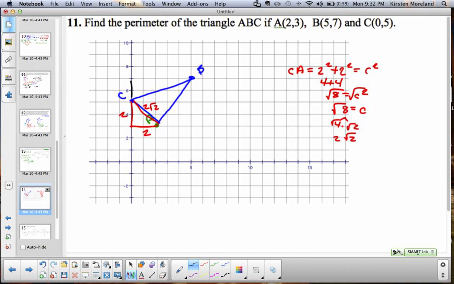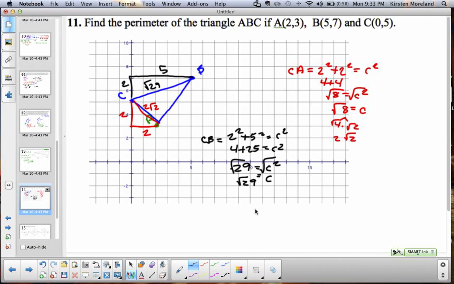Right, now I'm going to find the length of CB by drawing in a nice right triangle. So I go up 2 and over 5. So to find CB, I'm going to do 2 squared plus 5 squared equals C squared. So that's 4 plus 25 equals C squared. 29 equals C squared, square root. So C equals the square root of 29. So this distance right here is the square root of 29.